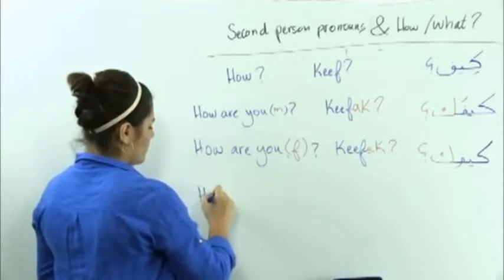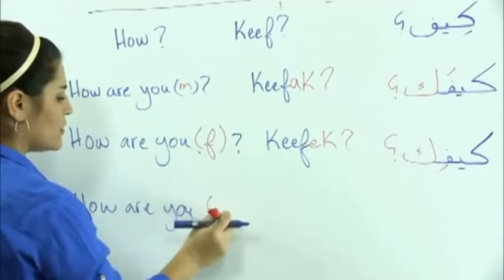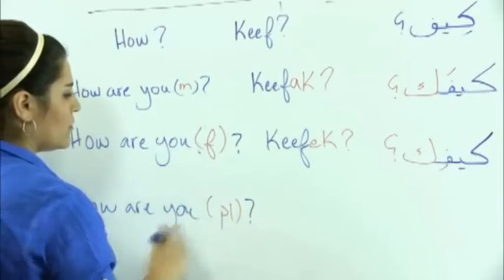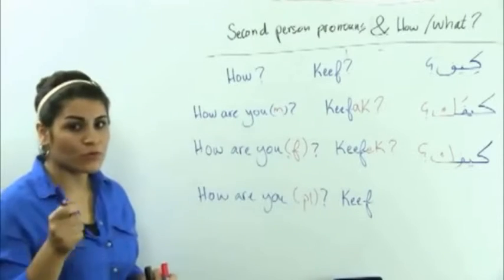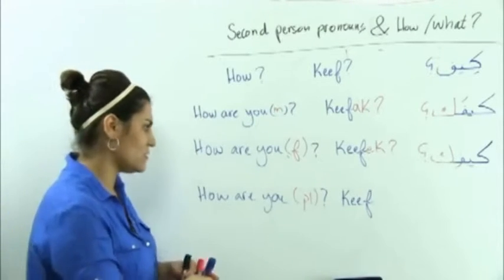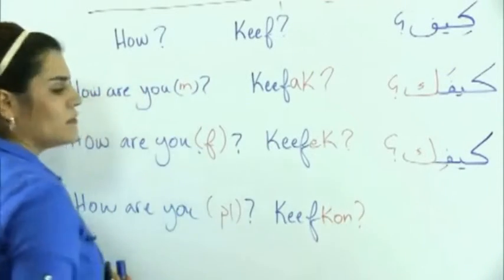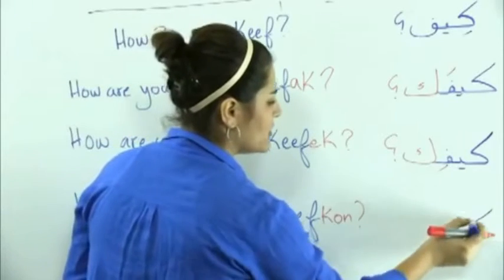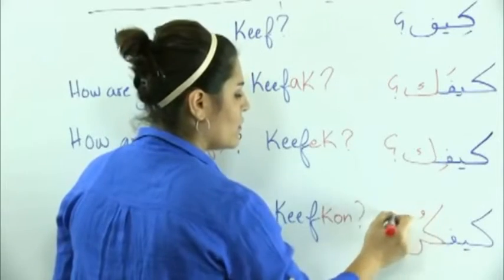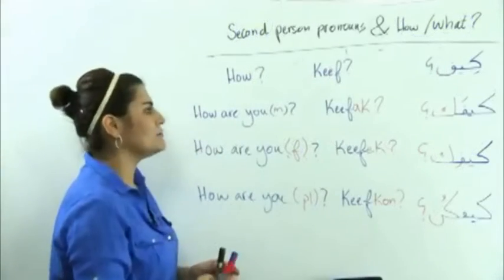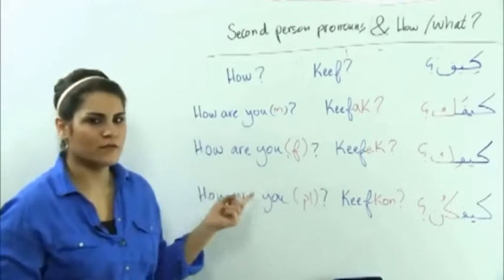How are you guys? How are you, plural? So I'm talking to a group. Also we use the question كيف in addition to the last pronoun suffix that we learned previously, kon. And the question in Arabic is كيف and then kon as well. So as you see here, we use the pronoun suffix.